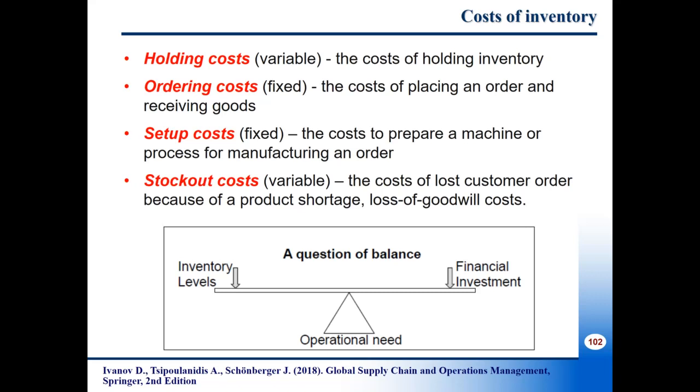Examples of ordering costs are the cost to prepare a purchase requisition, the cost to prepare a purchase order, the cost of the labor required to inspect goods when they are received, the cost to put away goods once they have been received, the cost to process the supplier invoice related to an order, and the cost to prepare and issue a payment to the supplier.